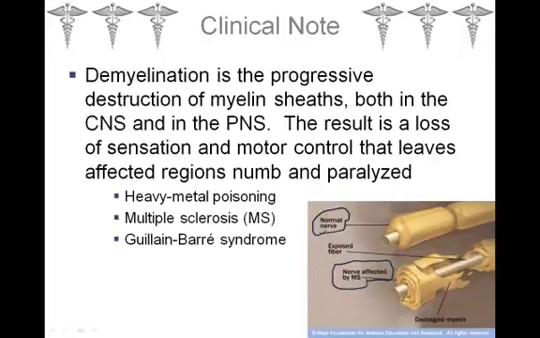What would this do? Well, again, we need to consider the function of myelination, and we had just stated that myelination speeds up an action potential. So a damaged myelin sheath would slow the action potential down, and this causes the major symptoms of multiple sclerosis, heavy metal poisoning, and Guillain-Barré syndrome.